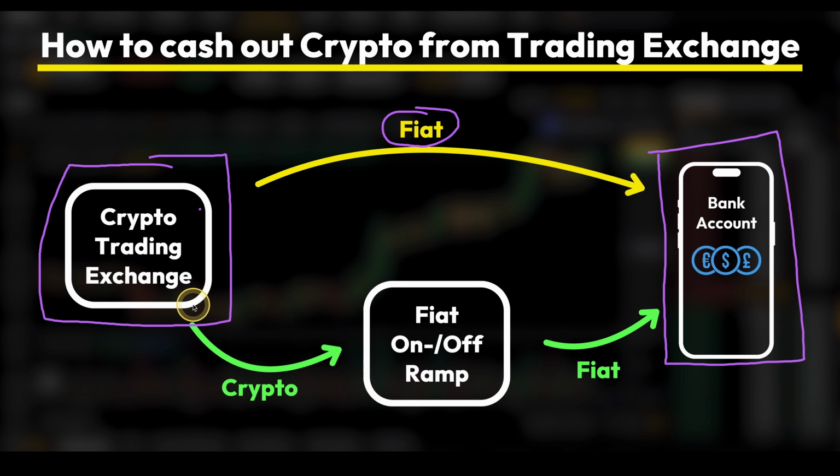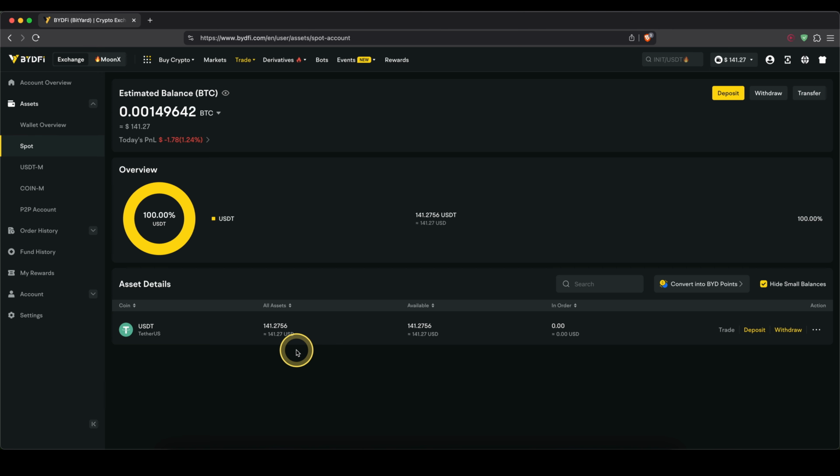So the other way would be to first send crypto from that exchange to a so-called fiat on and off ramp, which is basically an exchange that is optimized for interacting with fiat money with your own bank account. So we first send crypto here, convert it then to fiat, and then send fiat from here back to our bank account. Unfortunately, it's not possible to directly withdraw any money from BYDFi to your own bank account. However, that is not a big problem. I will now show you the second method, which will work 100% guaranteed.